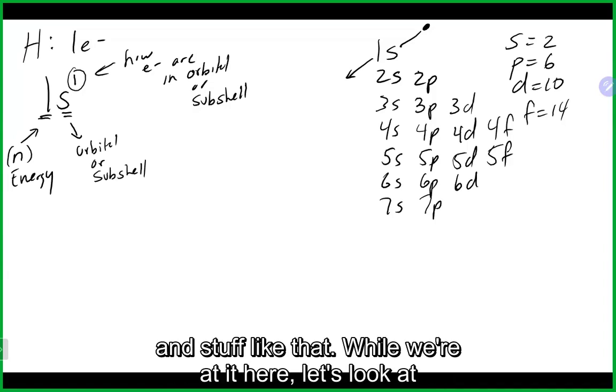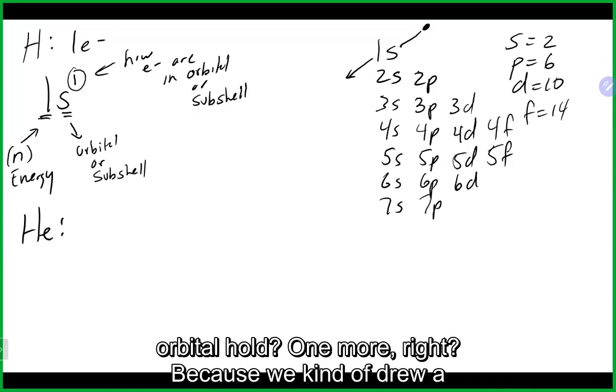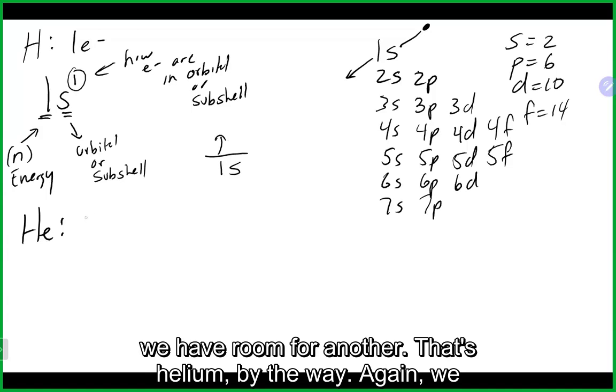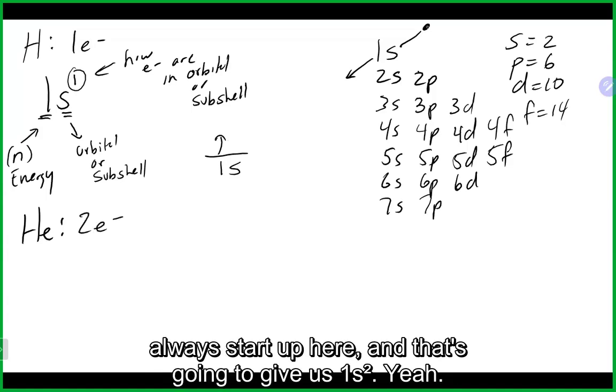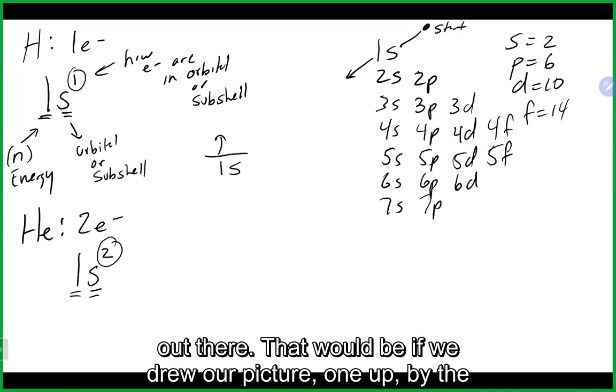While we're at it, let's look at helium. By the way, how many more electrons could that s orbital hold? 1 more, right? Because we basically just put 1 electron in there, so we have room for another. That's helium. Again, we always start up here, and that's going to give us 1s2. Again, first energy level in the s orbital, 2 electrons hanging out there.